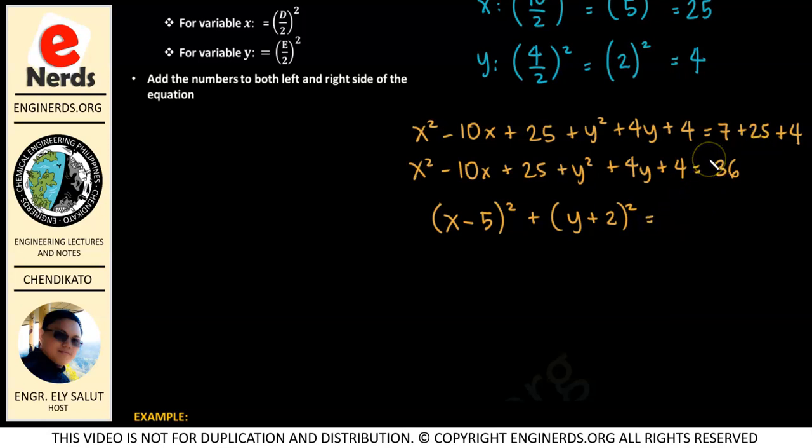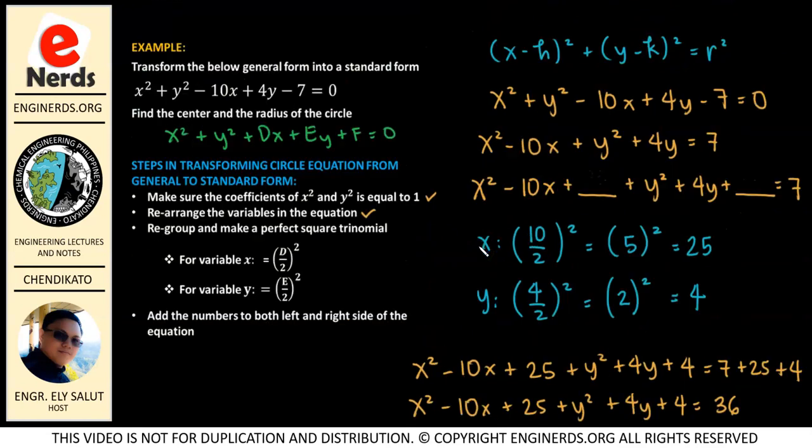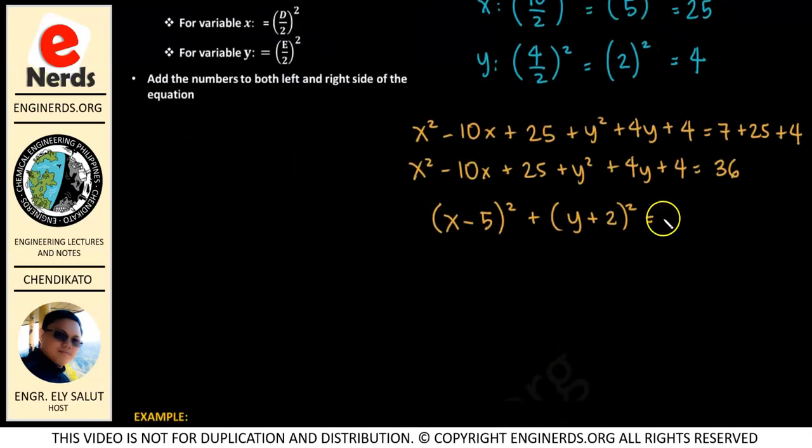But we know that our general formula is equal to r squared. So we need to present this as a square of a number. So how are we going to get the value of r? Yes, we need to get the square root of 36. So the square root of 36 is equal to 6. Diba? So that means we will have here 6 squared. Okay, so I hope you are following this, no?